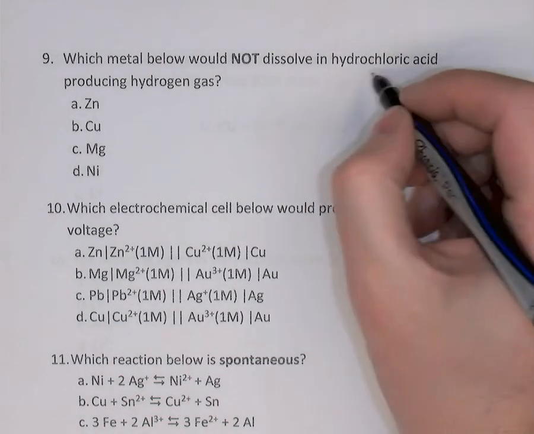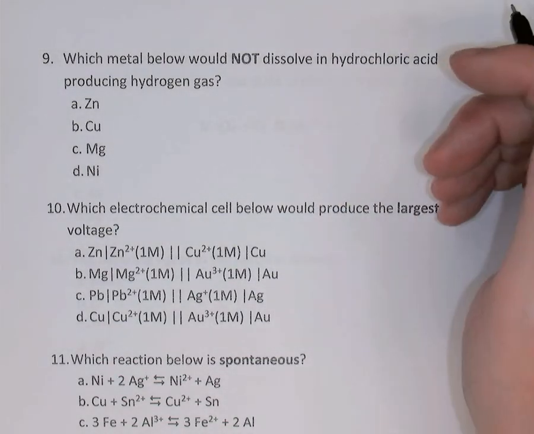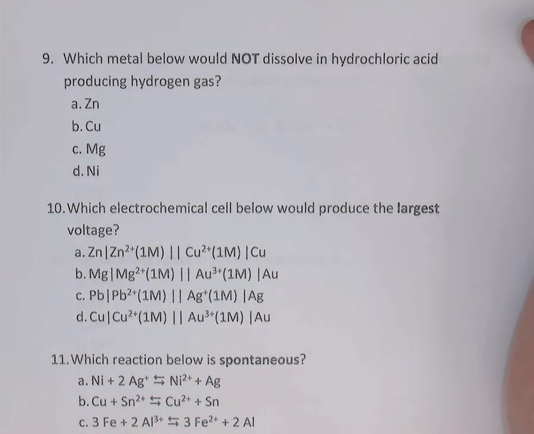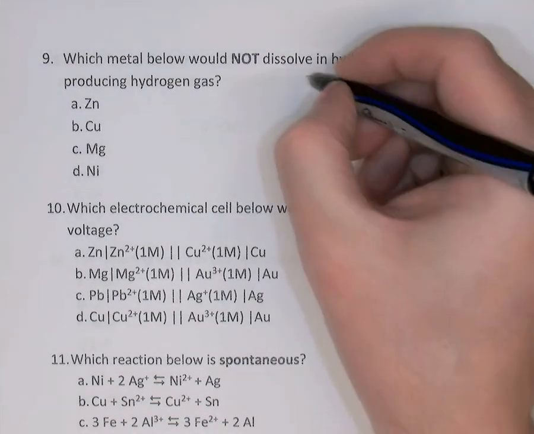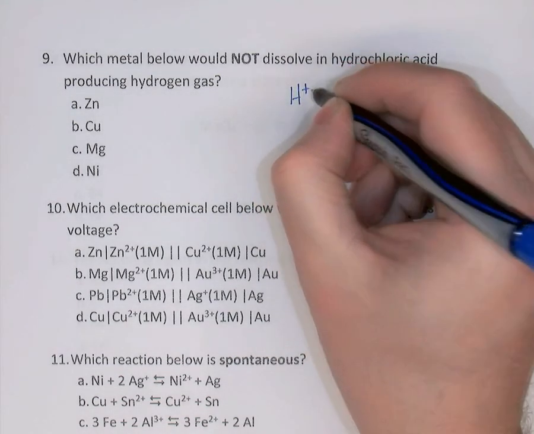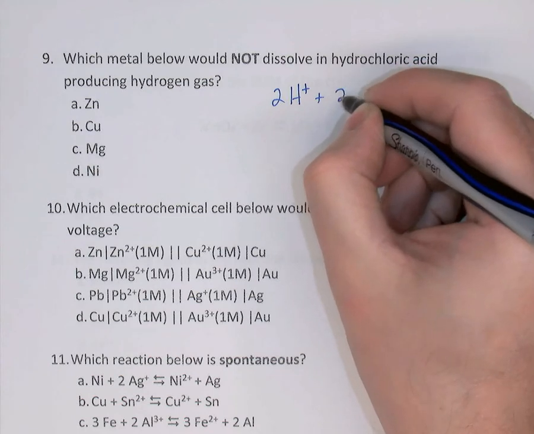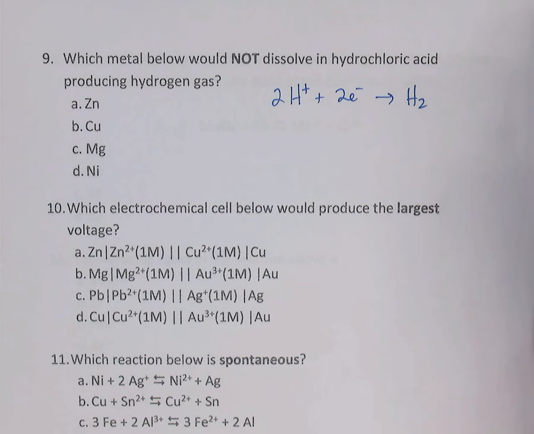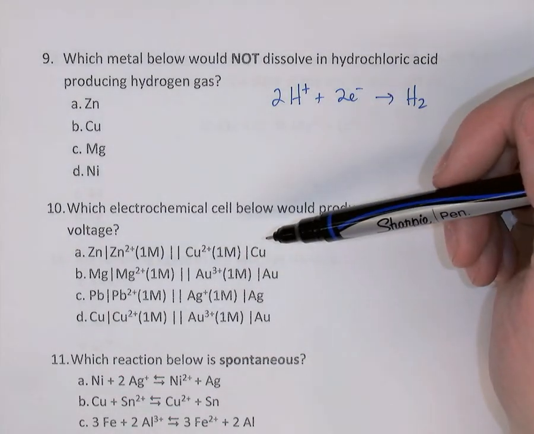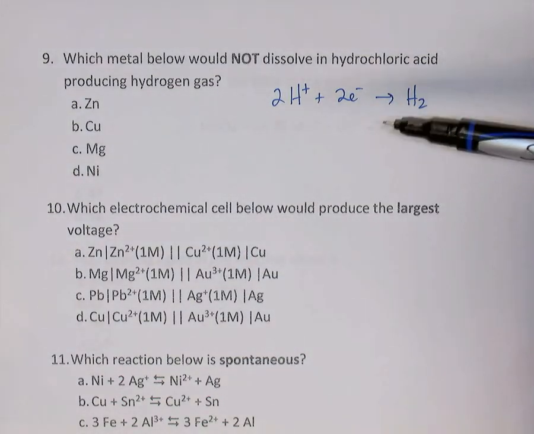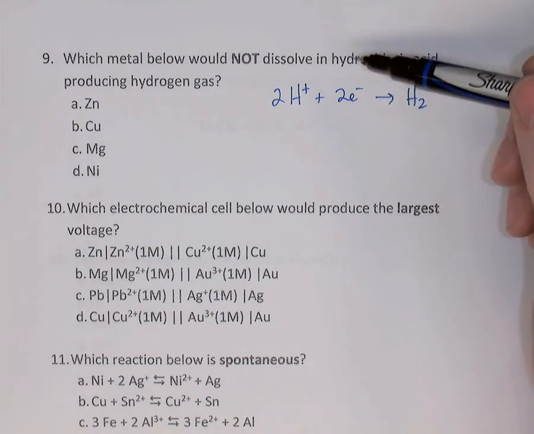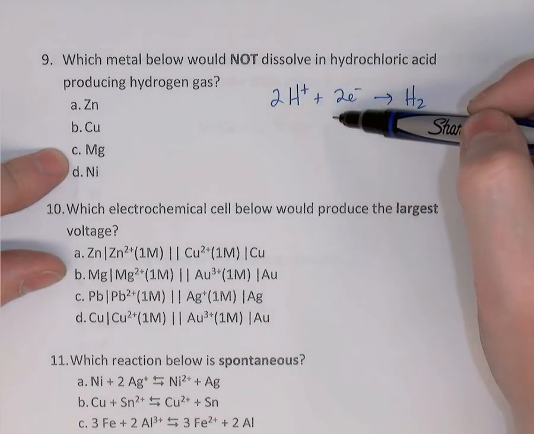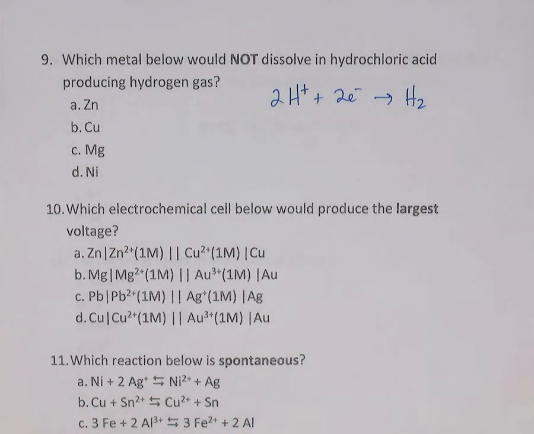So you remember hydrochloric acid is a strong acid, and that means it contains hydrogen ions and chloride ions, and it ionizes completely. It's forming hydrogen gas because the hydrogen ions are being reduced, and there's the hydrogen gas being produced. So we're wondering which of these metals would not react with hydrochloric acid and produce hydrogen gas. Then to reword that, which of these metals would not react with the hydrogen ions to produce hydrogen gas?